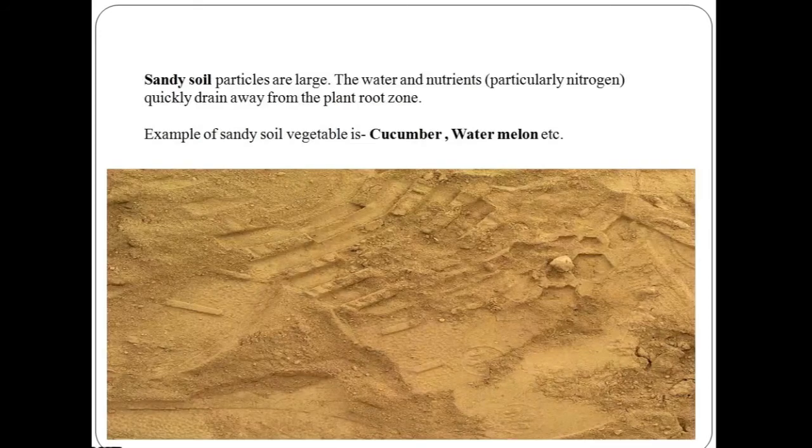Next we have sandy soil. Sandy soil particles are large. The water and nutrients, particularly nitrogen, quickly drain away from the plant root zone. Sandy soil is the opposite of clay soil. Examples of sandy soil vegetables are cucumber, watermelon, etc.